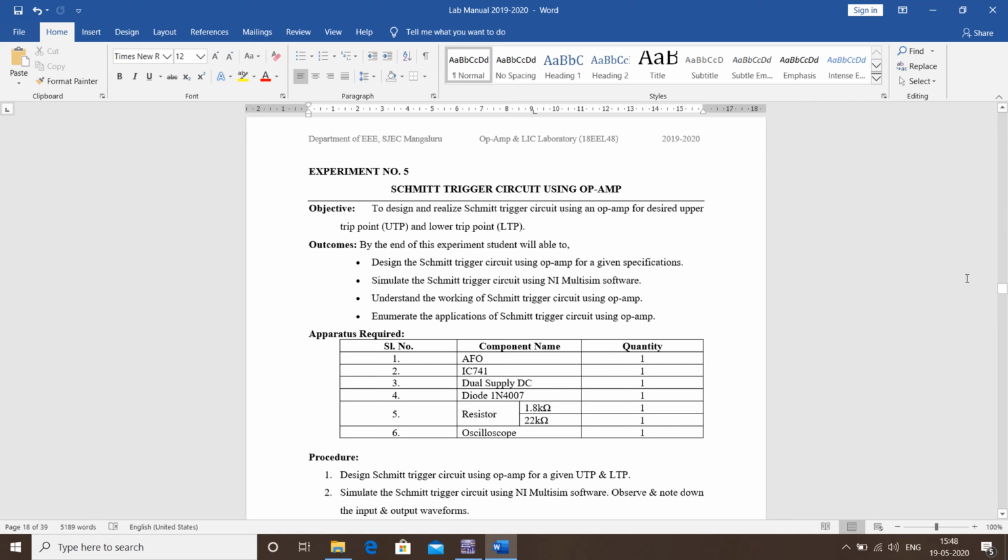Welcome to the online session of Op-Amp and Linear Integrated Circuit Laboratory. In this session, we will be seeing the experiment of Schmitt trigger circuit using Op-Amp.